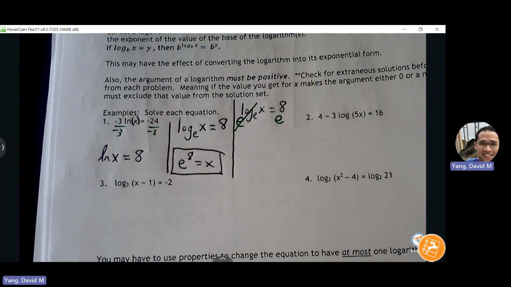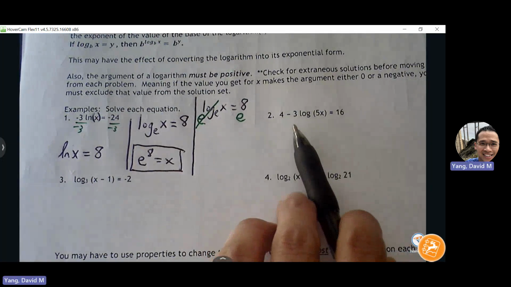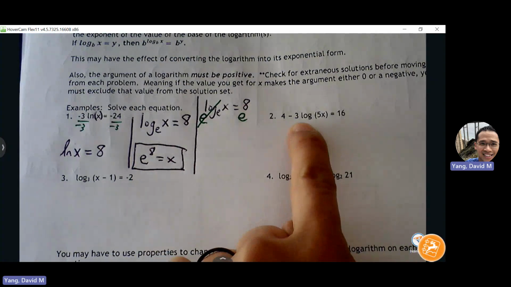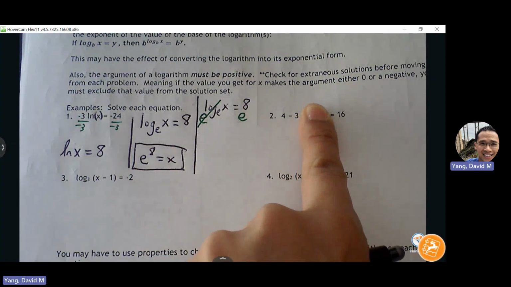Okay, so look at number 2. We want to solve for x, but x is stuck inside the log. Let's do as much as we can to get that log expression by itself, and then we can figure out how to get to that x. Can you subtract 3 from the 4? Well, the problem is that the 3 is stuck to that log, so we can't quite do 4 minus 3.